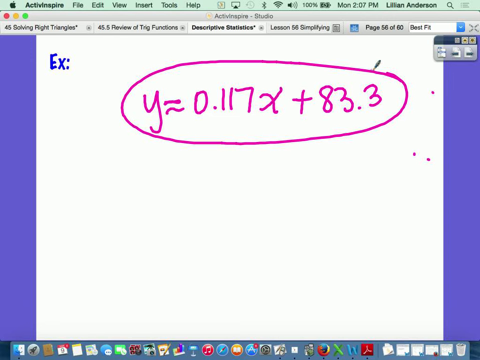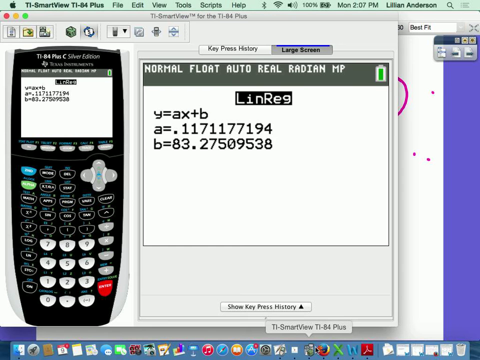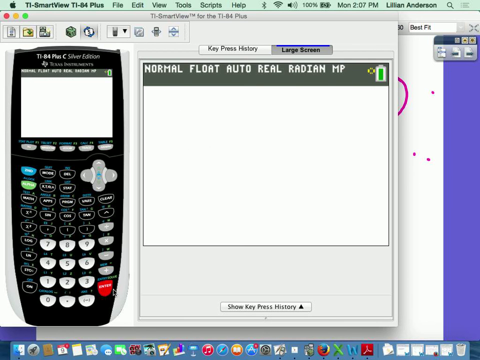Okay, can we go over one more time how to do this? I just want to write it down. So you type in all your data. Remember, you got to press stat and edit. You type in your data.